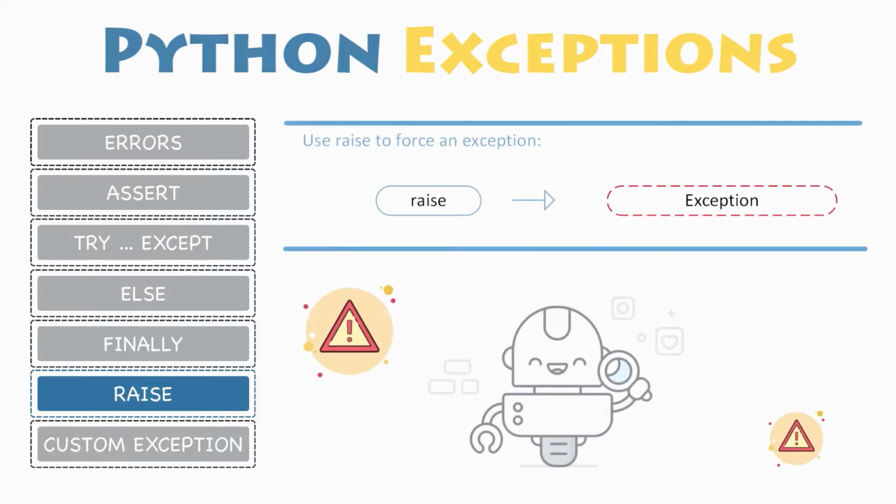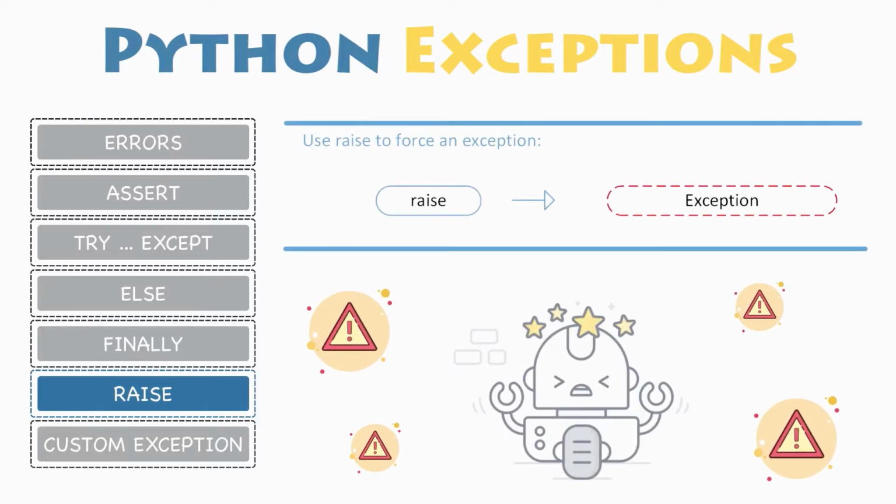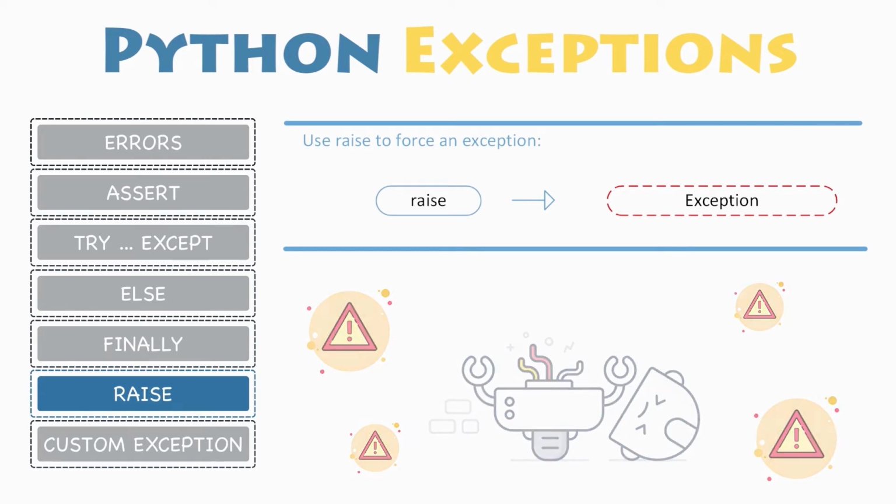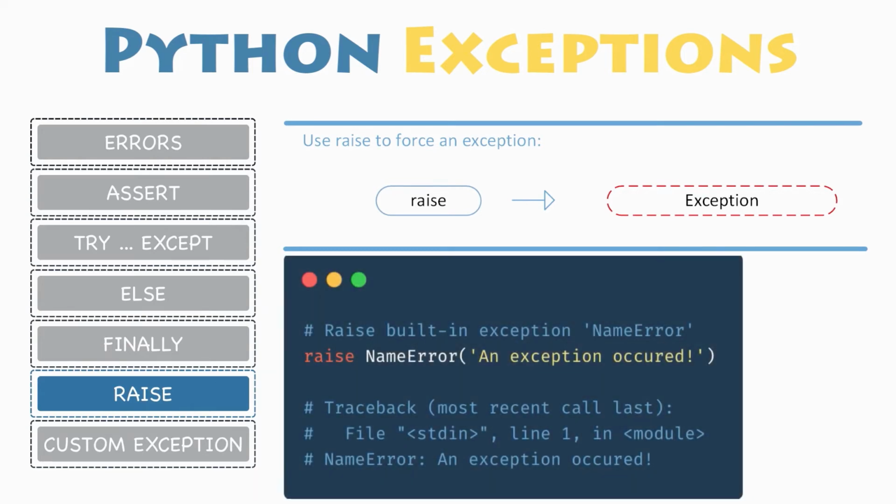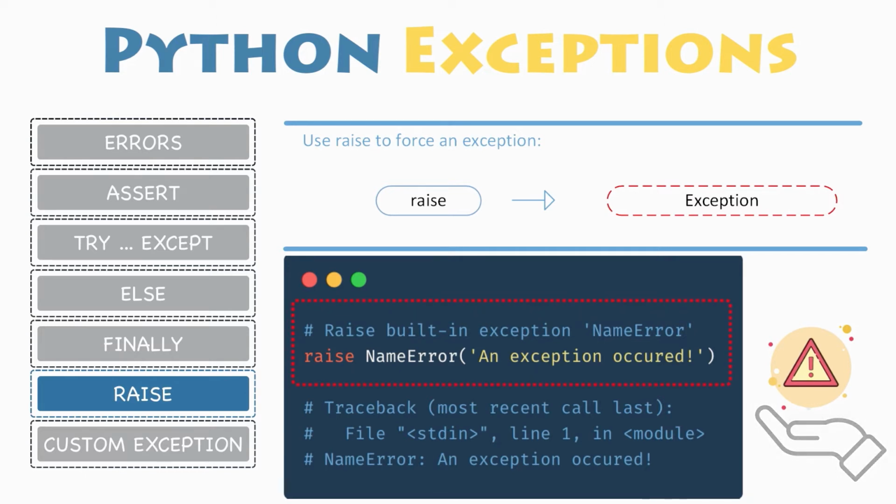Raising an exception. In Python programming, built-in exceptions are raised when errors occur at runtime. But, as a Python developer, you can also choose to manually throw an exception, if a condition is met, at any time. To raise such an exception, use the raise reserved keyword.